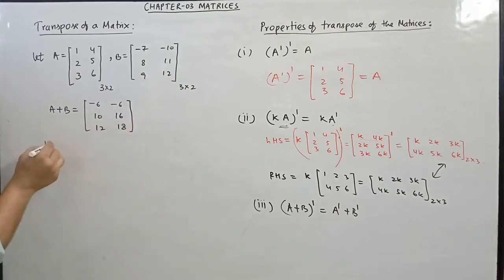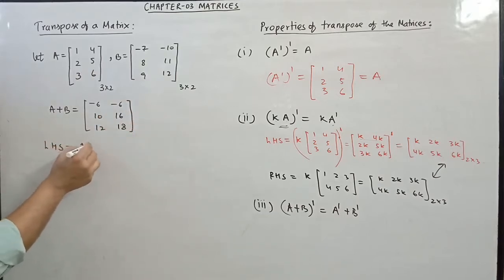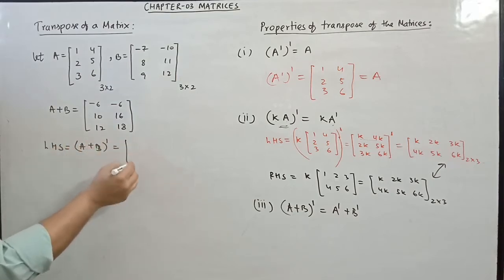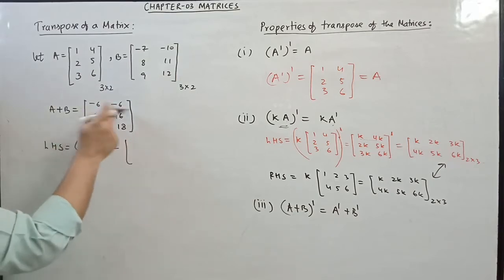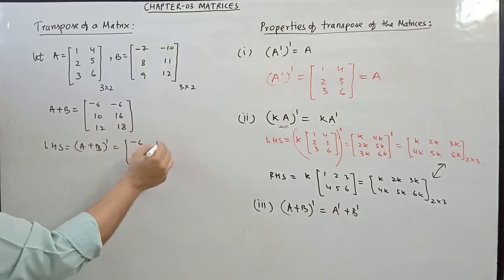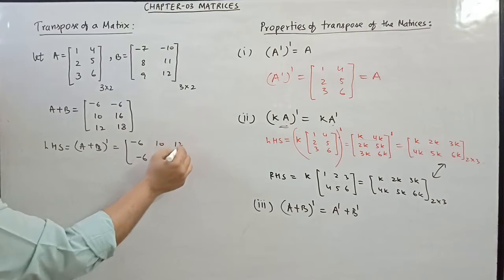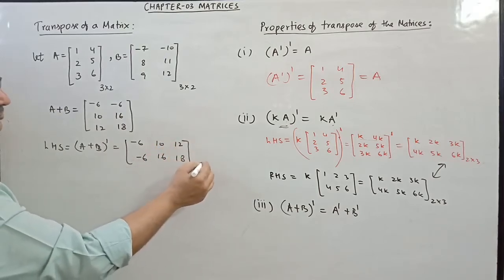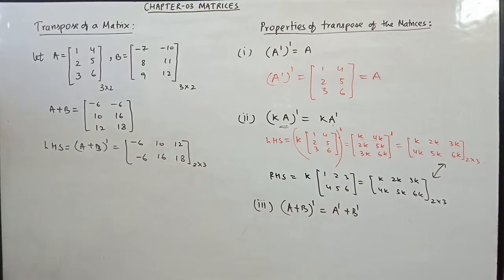And now you are taking its transpose. That is our left hand side. A plus B whole dash. So when you will take the transpose of this, the first row will become the first column, okay, second row will become the second column, third row will become the third column, and the order of this will be 2 by 3.